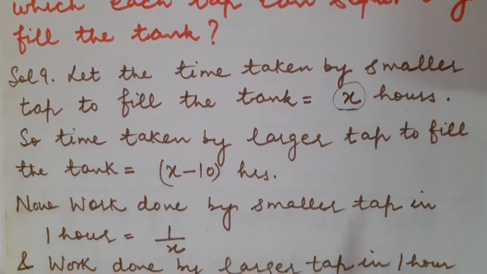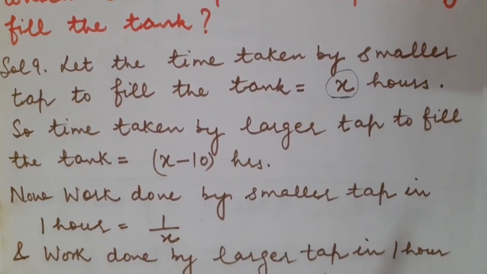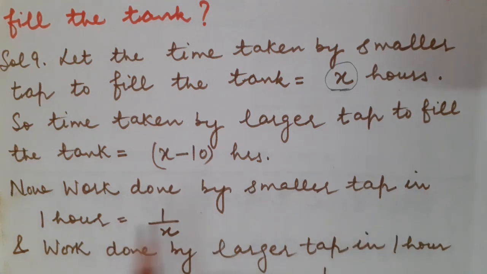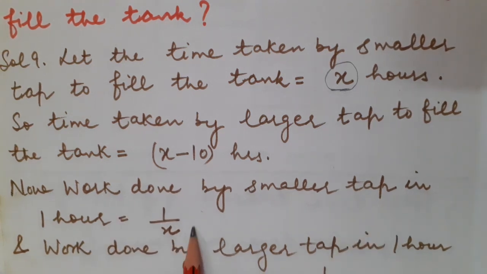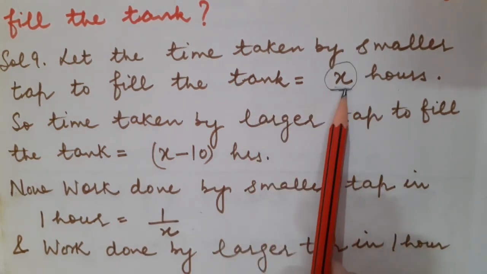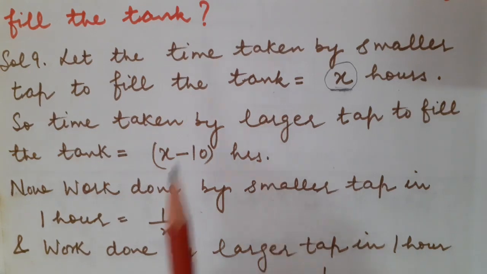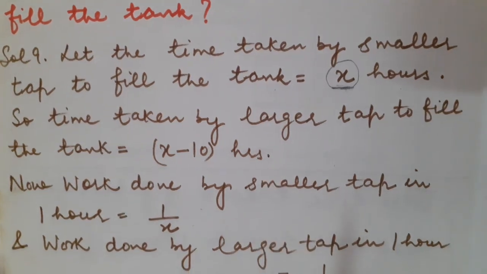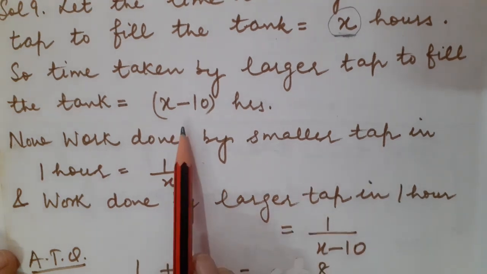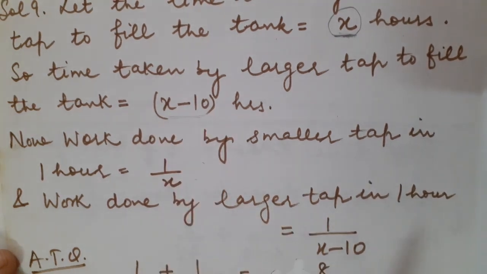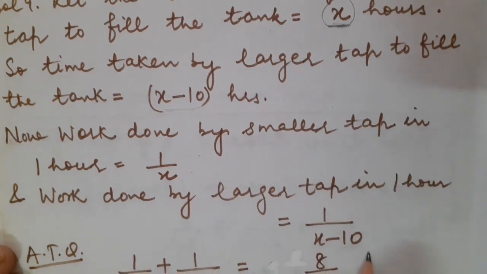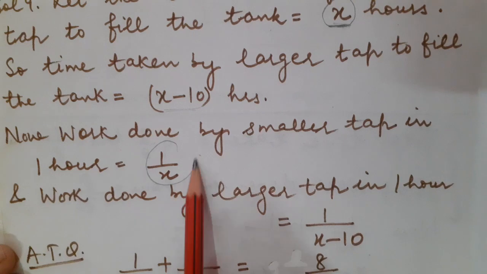So now we are going to find out the work done by both the taps. Work done by the smaller tap in 1 hour is equal to 1/x. Why? Because the smaller tap was going to take x hours to fill the tank. Correct? So now let us talk about the work done by the larger tap. When the larger tap is going to take x minus 10 hours, how much work will be done by the larger tap in 1 hour? That would be 1/(x minus 10). So these are both the work done.